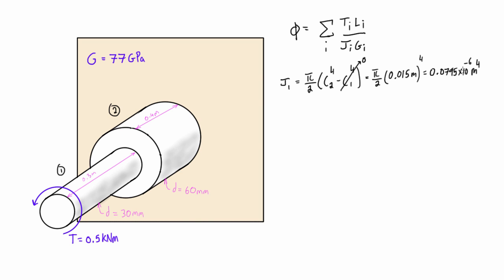Now we want to put it into units of 10 to the minus 6, because you'll see in a second when we plug it into this formula that we're going to be able to cancel out a whole bunch of units, and it's going to be advantageous to us to have it in this 10 to the minus 6.